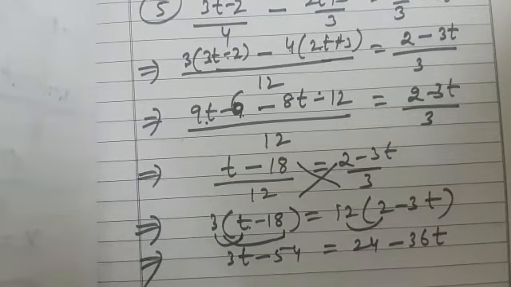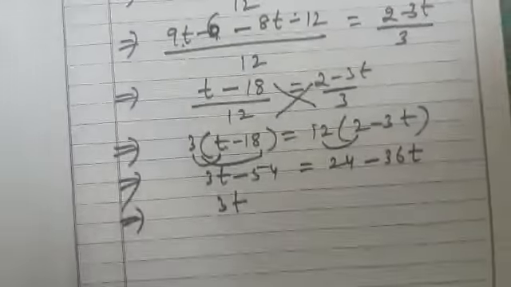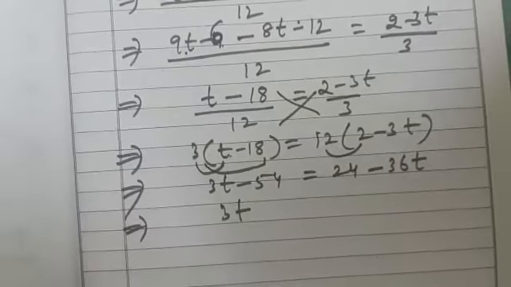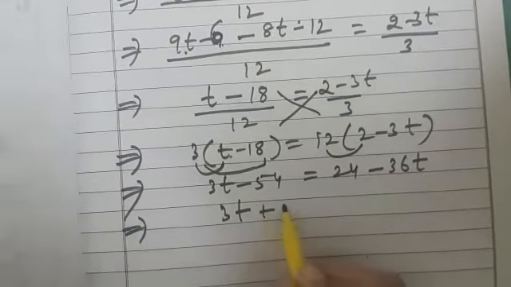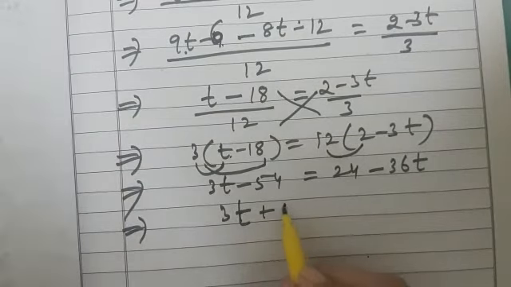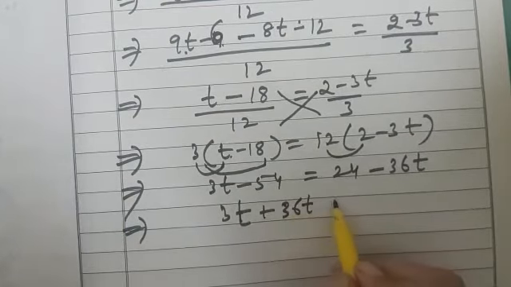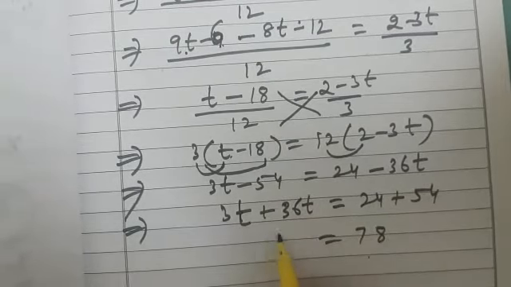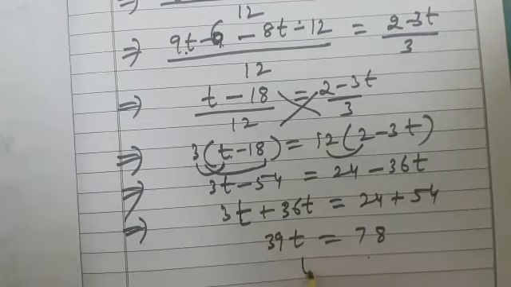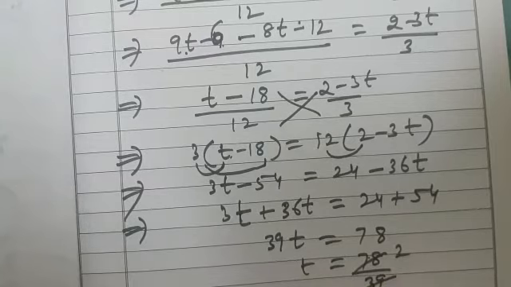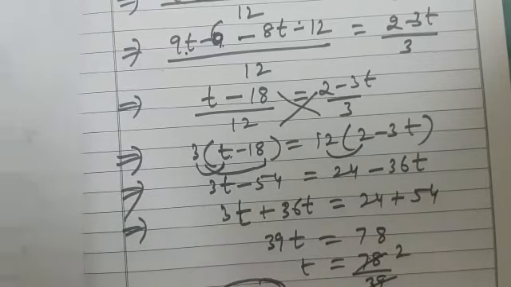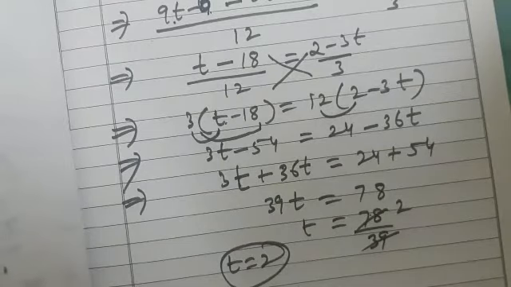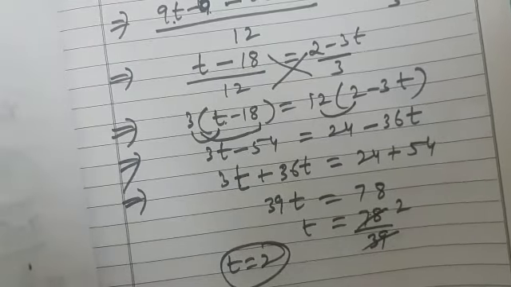So this implies 3t. Now bring this minus 36t to the left hand side. What do you get? 3t plus 36t is equal to 24 plus 54. This is 78 and this is 39. So what is t? 78 upon 39. Answer is t is equal to 2. Easy? Yes, keep practicing. Okay, let us do now the sixth one.